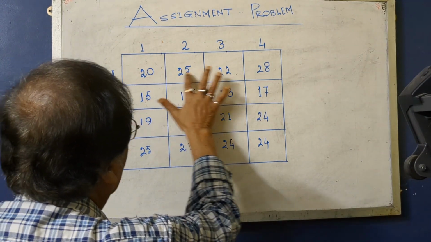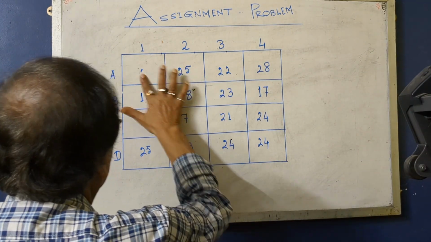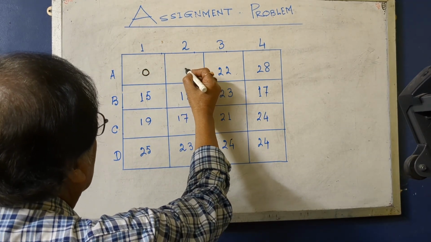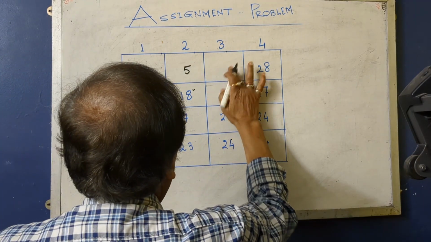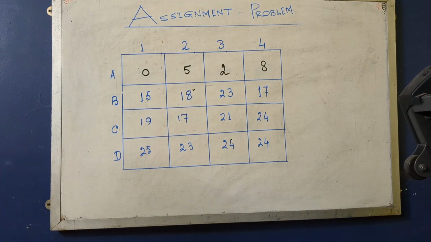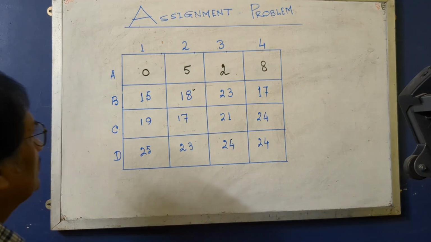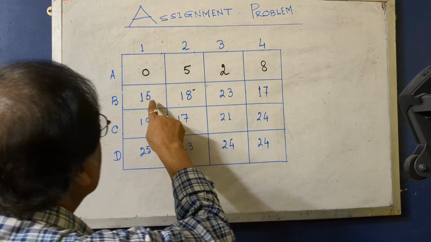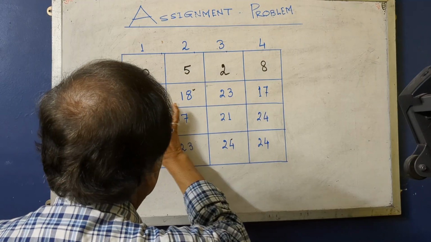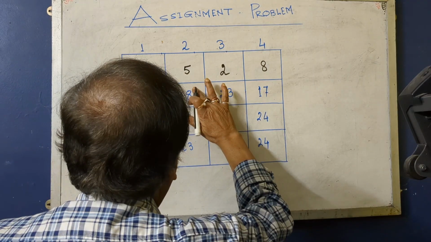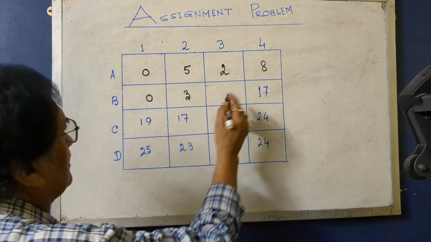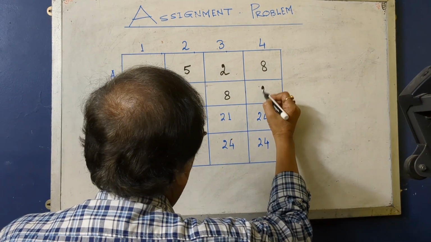If I subtract 20 from all the elements, then what will be the values? 20 minus 20 is 0. 25 minus 20 is 5, in this way. 28 minus 20 is 8. The same process you will do for the other rows also. So I am doing the next row. The minimum element is 15. 15, 18, 23, 17. The minimum is 15, so I have to subtract 15 from all other elements. This is 0, this is 3, this is 3, this is 8, and this is 2, in this way.